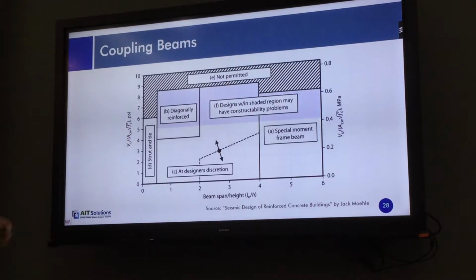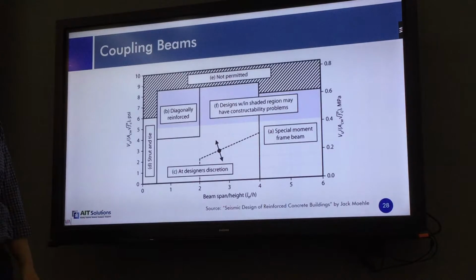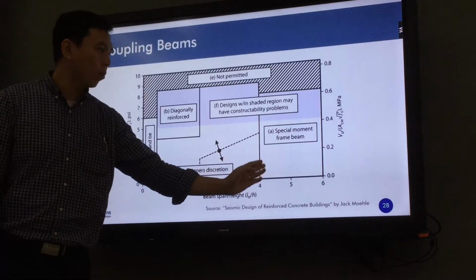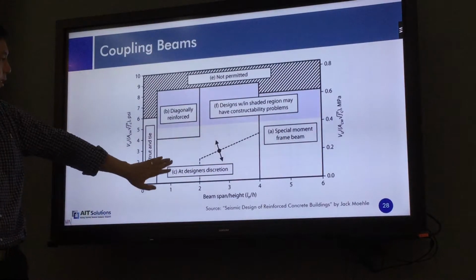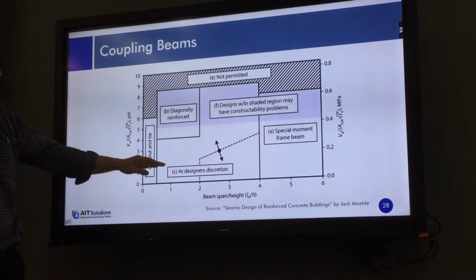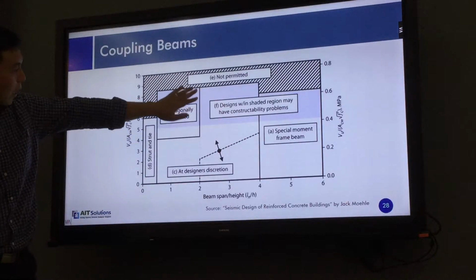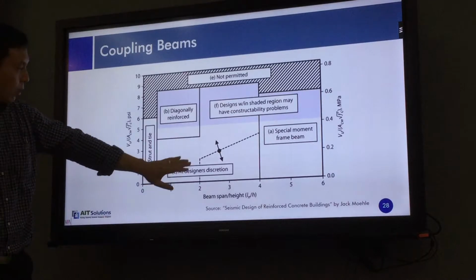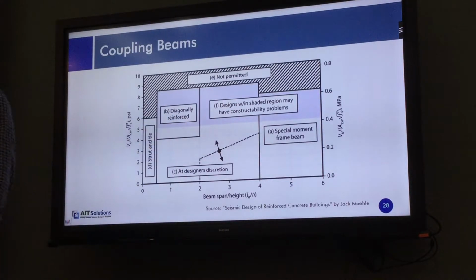This chart shows the selection of diagonal or conventional reinforced beam. For example, if L by D is more than 4, you just design as conventional. If it is less than 2 and the stress is high, this is the shear stress axis, you have to design this region as diagonal. But in this zone, you can design either diagonal or conventional.